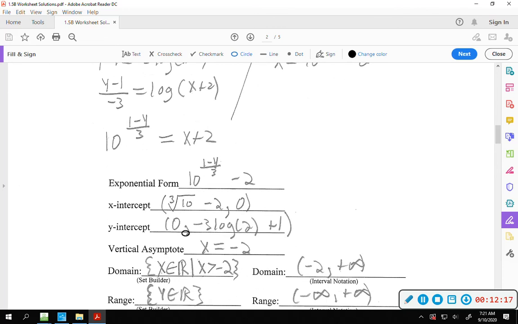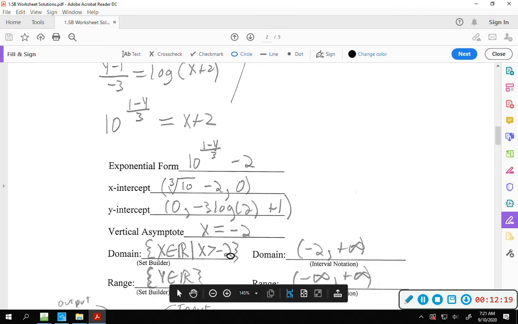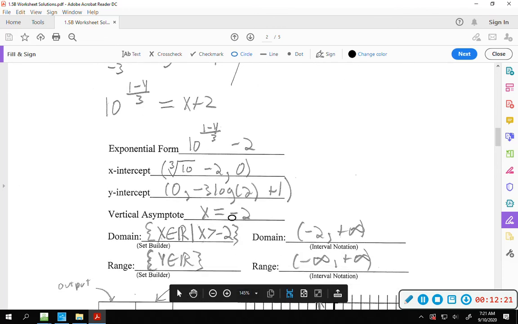If you can identify the vertical asymptote right away, remembering that logarithmic functions typically have vertical asymptotes and exponential functions typically have horizontal asymptotes, that's going to help you immensely because you can dot that asymptote in right away. So the x and the y intercepts here. Remember, to find an x-intercept, you plug 0 in for y. To find a y-intercept, you plug in 0 for x.